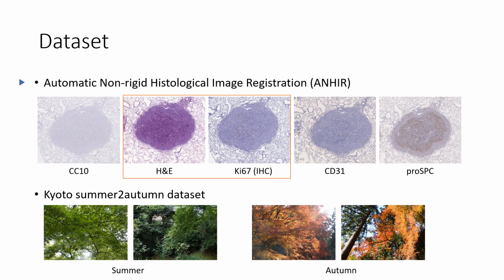We tested on the public ANHIR dataset of very large real-world medical stain images of several stain styles. In particular, we tested the conversions between the standard H and E stains and the Ki67 IHC stains. We also tested on a real photo dataset of scenery images shot in summer and autumn times in Kyoto. This dataset enabled us to test conversions between photos of summer and autumn styles.